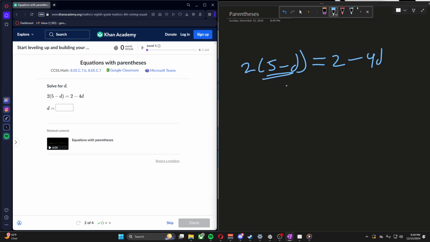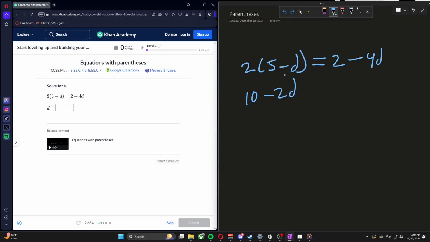Looking at the parentheses here, it's already as simple as we can get. We can't take away d from 5 because there's no d variable on the 5. What we can do, however, is multiply the 2 into the 5 and the negative d. So we would have 2 times 5, which comes to 10, and we would have 2 times negative d, which would be negative 2d, sorry. Always make sure to keep in mind what thing you're multiplying by, if it's positive or negative.